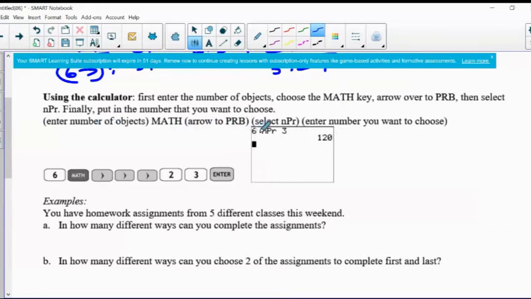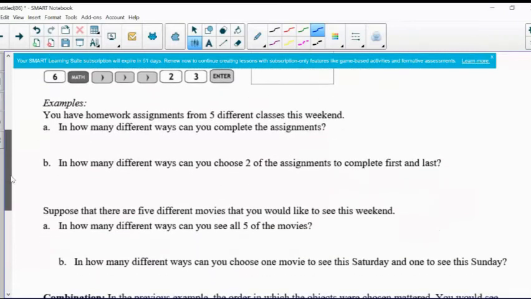Okay. This is how you go to your calculator. Choose the math key, go over to PRB, and then select nPr. Okay. But if you have an older calculator, you're going to need to put the n first, and then you put in nPr, and then you put in 3. Okay. And here are the keystrokes, and they're on your form.